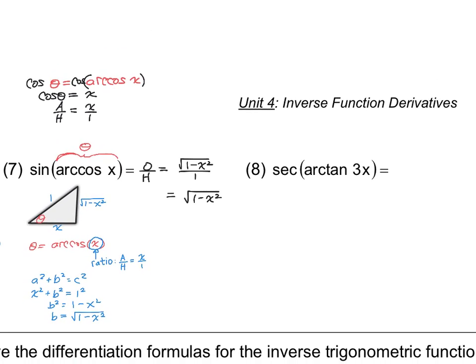All right, so the next one, secant of the arc tangent of 3x. You'd be right in thinking, well, I don't want to take the derivative of that. Let's see what it would look like in algebraic form. So we have a theta. That theta is the arctangent of 3x.